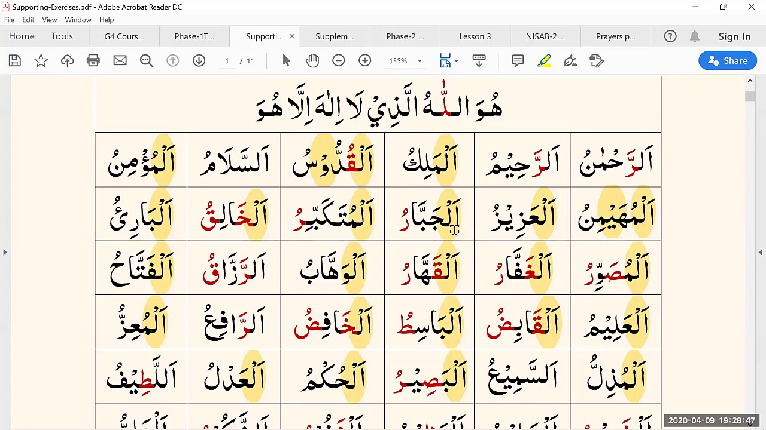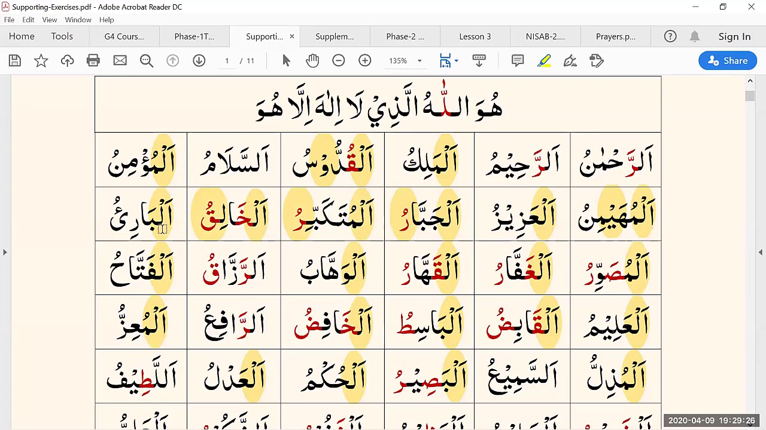Al-Jabbaru. Okay, again, ra. Al-Jabbaru. Okay. Al-Mutakabbiru. Thick sound. Al-Khaliqu. Qaf. Okay. Thick sound. Just remember the letters highlighted in red all have a thick sound. Okay. Next.